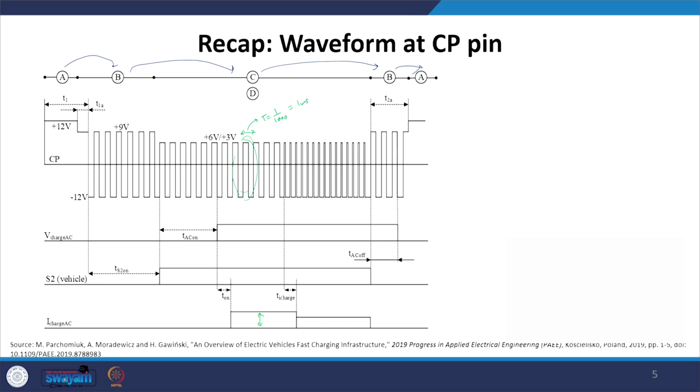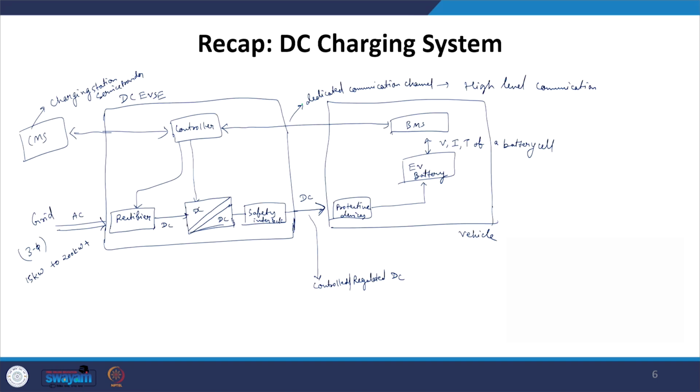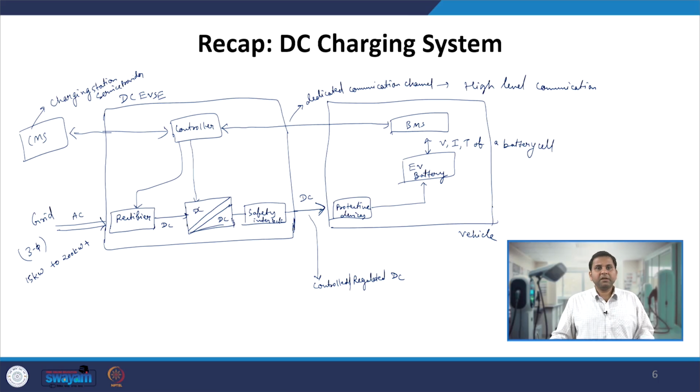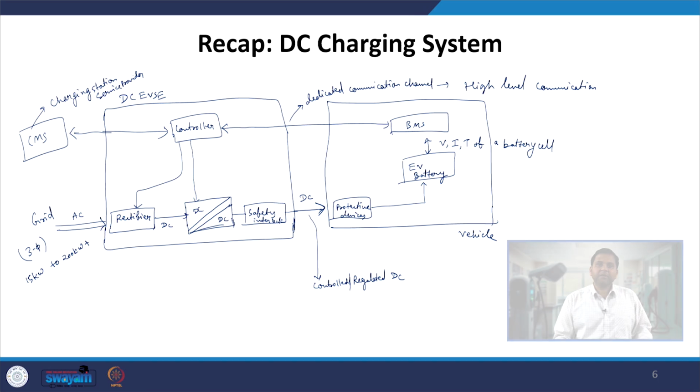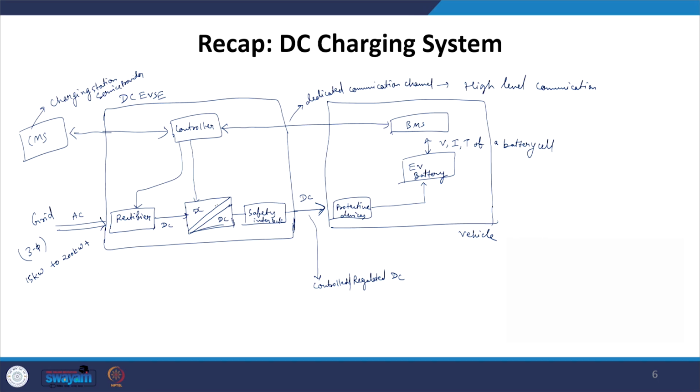Now, let us see how the charging with the DC charging system takes place. If you recall our previous discussion about the building blocks of the DC charging system, in the DC VSC we have the controller and the power conversion unit, and it is directly the DC which gets plugged into the vehicle. Since the DC is plugged in through the protective devices, it goes directly into the EV battery. So, there is no power conversion taking place inside the vehicle. All the power conversion takes place outside the electric vehicle.